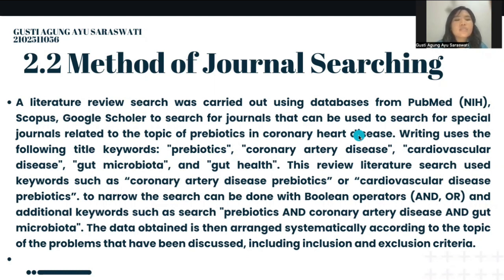The literature search for this review used the keywords coronary artery disease prebiotic or cardiovascular disease prebiotic. To narrow the search, it can be done by combining prebiotic and coronary artery disease and gut microbiota. The data is systematically arranged according to the topic of the problem that has been discussed, including inclusion and exclusion criteria.